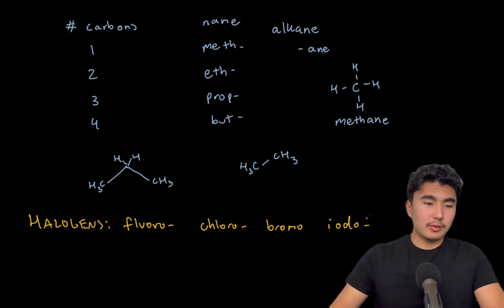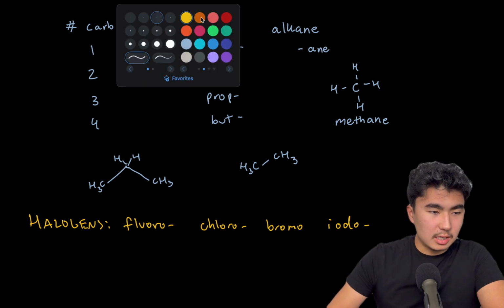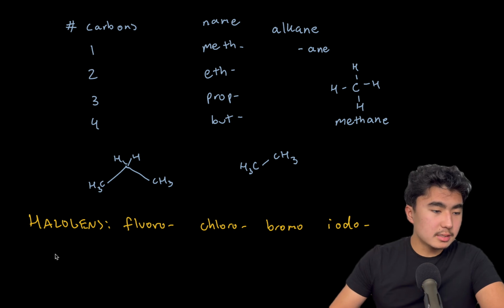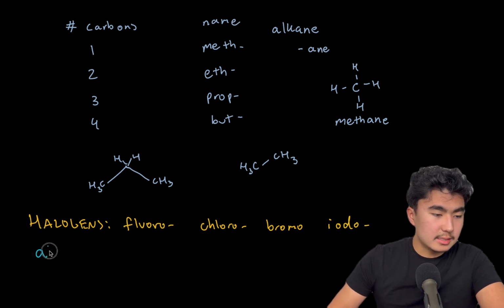Now, what about if we have double bonds around our carbon, or if we have triple bonds? So if we have double bonds, this is going to be referred to as an alkene.